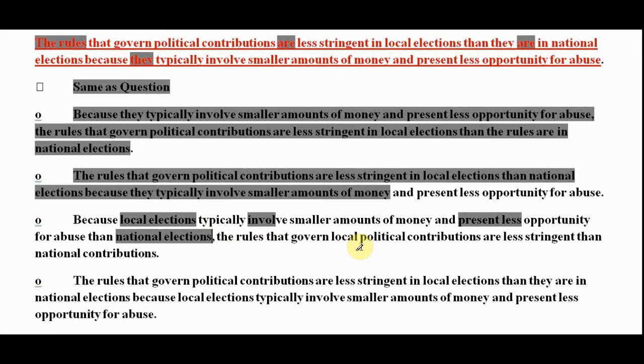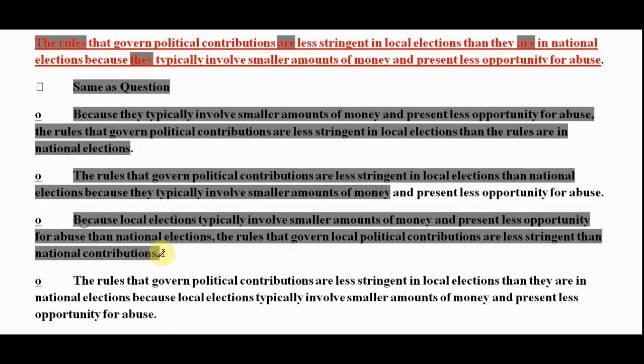Second, rules that govern local political contributions are less stringent than national election contributions. Actually, it should be rules are less stringent in local political contributions than in national contributions. So there are two errors in option D, and they are comparison errors.